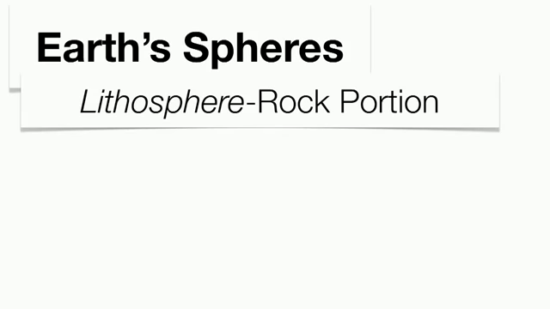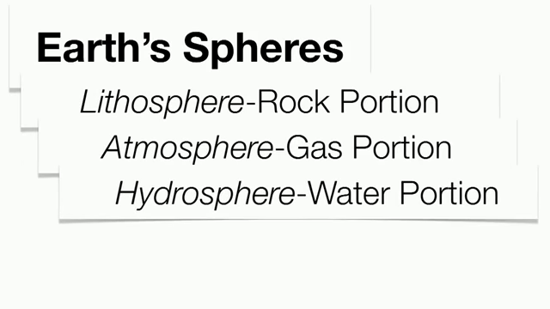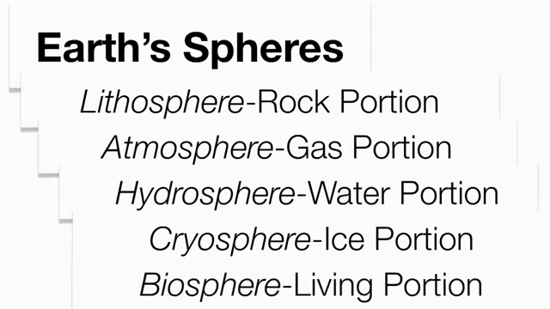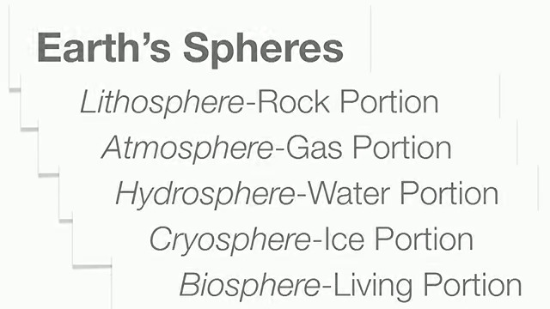Now, the Earth has different portions that interact continuously with each other. We have the rock portion, called the lithosphere, the gas portion, called the atmosphere, the water portion, called the hydrosphere, the ice portion, called the cryosphere, and the living portion, called the biosphere. All those spheres are constantly interacting with each other simultaneously.